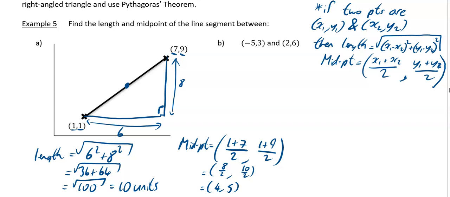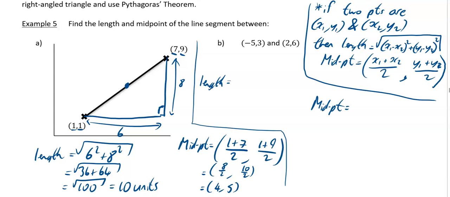That's your example A. We're going to do example B slightly differently. Example B says you've got (-5, 3) and (2, 6). So we're going to use this way of doing it over here. The two points are (x1, y1) and (x2, y2). Our x1 is -5 and our y1 is 3, and then our x2 is 2 and our y2 is 6. So we're going to use this formula here.